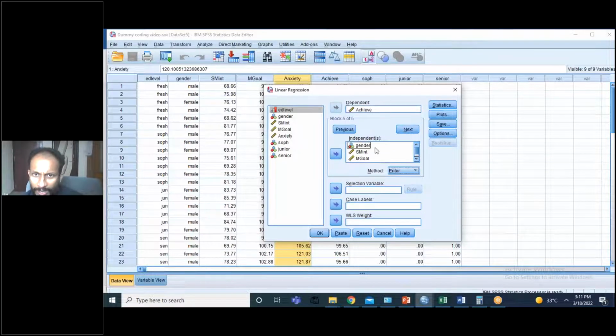We have added all these independent variables now. Choose this, enter, and click on OK. You will get the multiple linear regression output. And how you have to interpret the output, that I have already told you using this Word file. Fine. Now can we go to the next one?